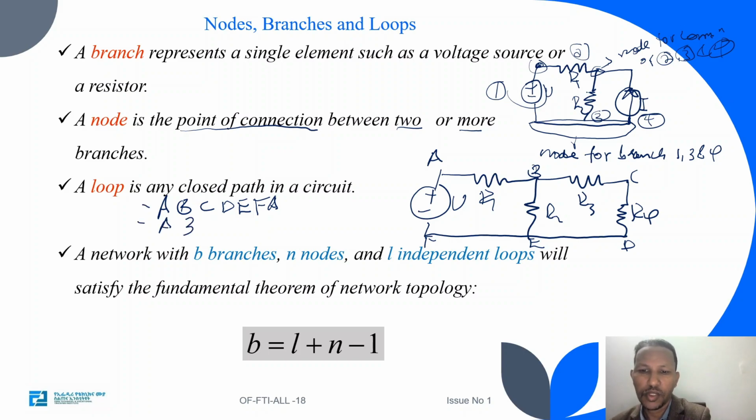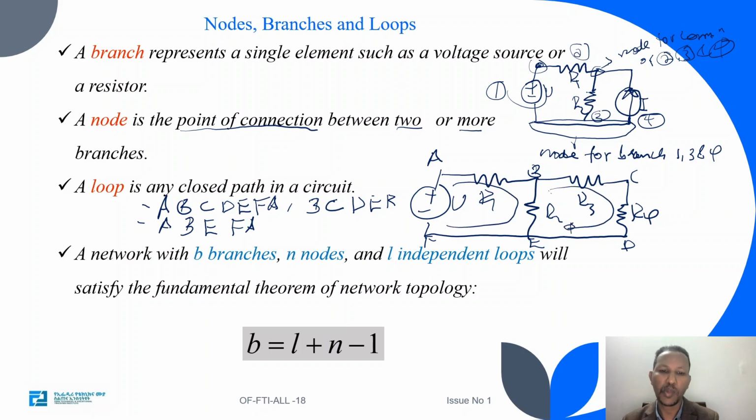And A, B, E, F, A is another loop. The other one is B, C, D, E, B. This is another loop. So this circuit consists of 3 closed loops, and it has 2 independent loops. That means this loop and this one are independent loops. Totally it has 3 closed loops.